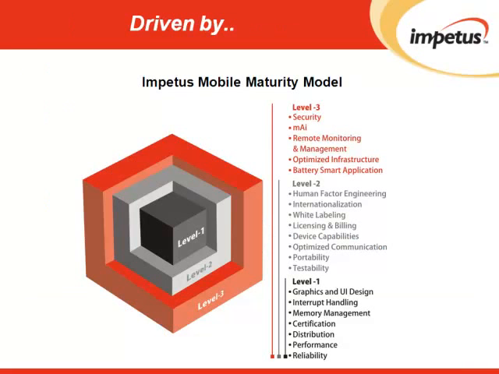We derived our performance analysis and optimization approach from the Impetus mobile maturity model. As you can see on your screen, the model has 20 attributes distributed across 3 levels. These attributes are individually considered in the various phases of mobile product development, for example, analysis, design, development, deployment, and post-deployment.